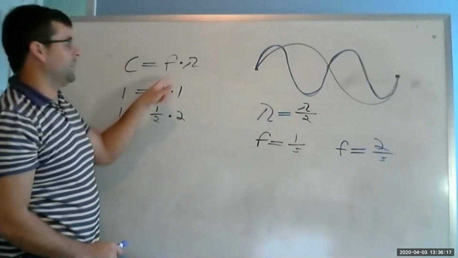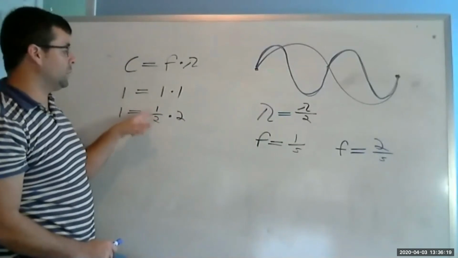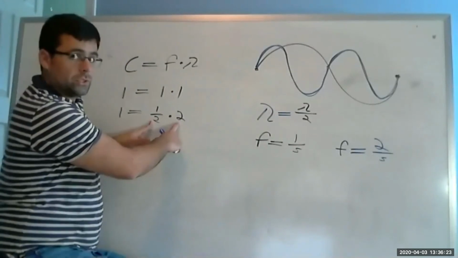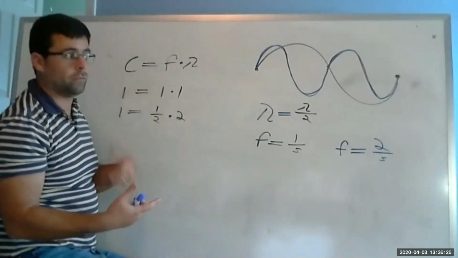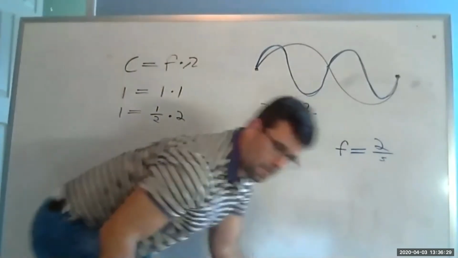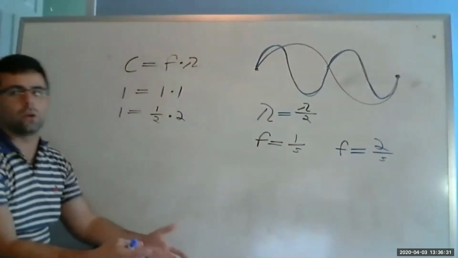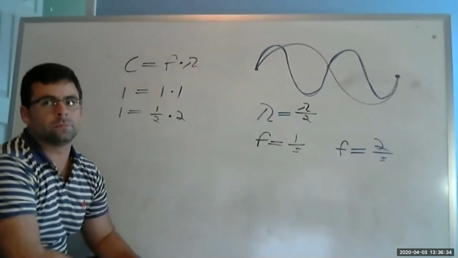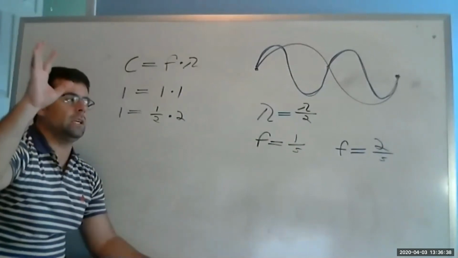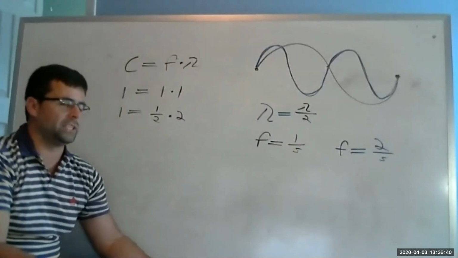So it's the same idea over here. If we make the frequency half as much, then we need to make the wavelength twice as much, or vice versa. If we make it twice as frequent, then it needs to go half as far. But I really like the visual representation of it.